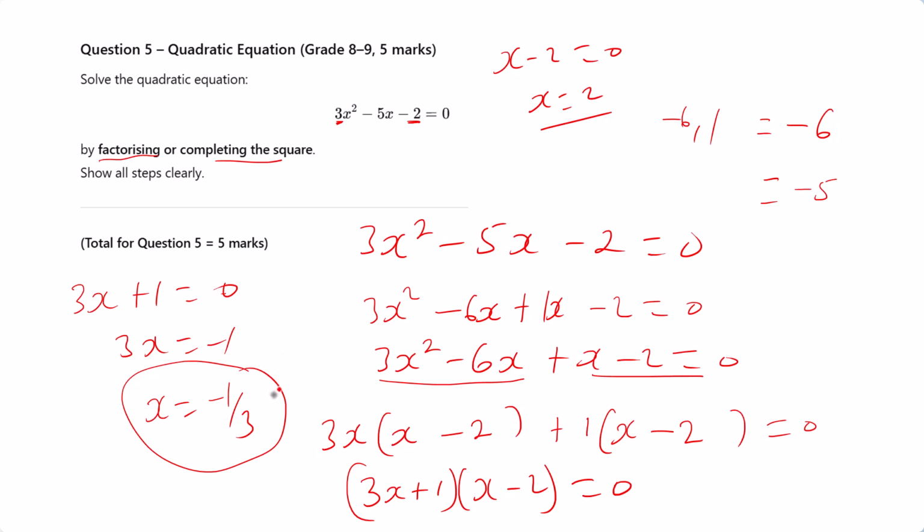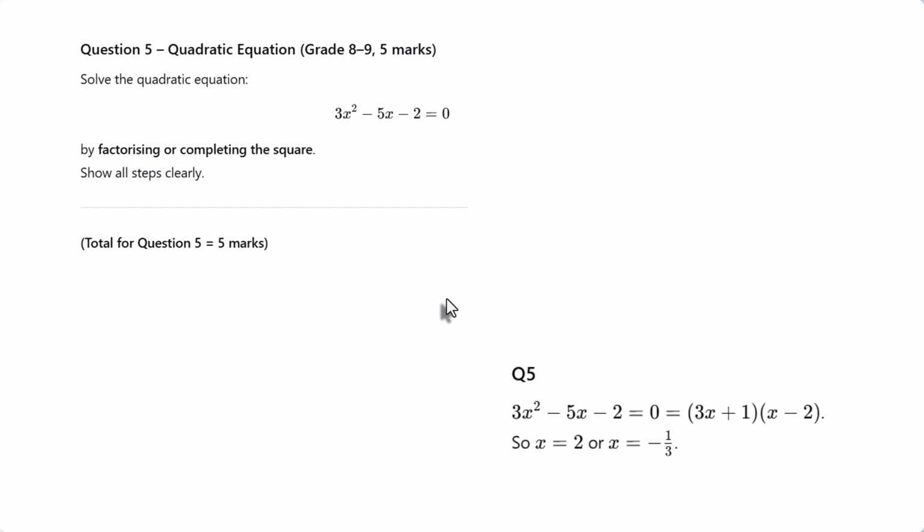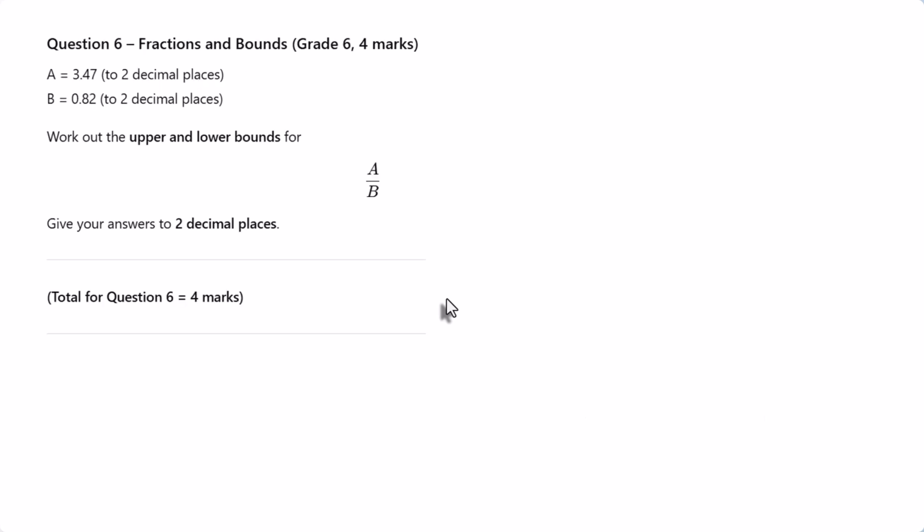Okay, now we will move on to question 6. Question 6 is going to be on fractions and bounds. So question 6. Okay, so it says work out the upper and the lower bounds when you divide.